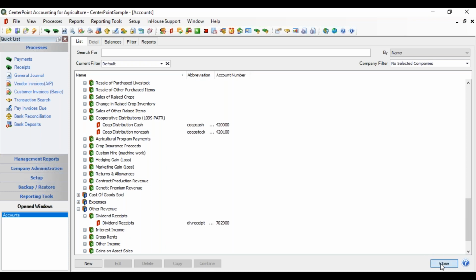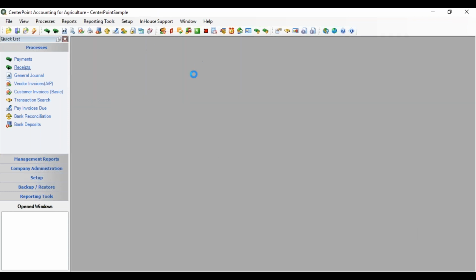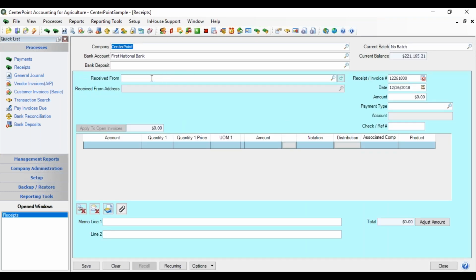Okay, so now let's go and enter our receipt for the cooperative distribution. So we're going to pick our name for our co-op and the date that we received it. And in the amount at the top of the screen, enter the amount of cash that you received. So we're going to say that we received $22,480 in cash. And you can put the check type if you want and the check number that you may have received. In the first account, we're going to pick the revenue account for the dividend.